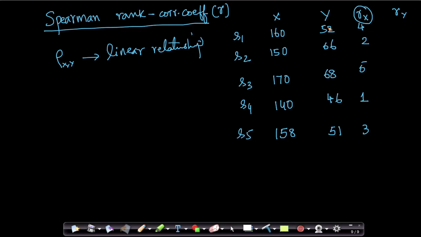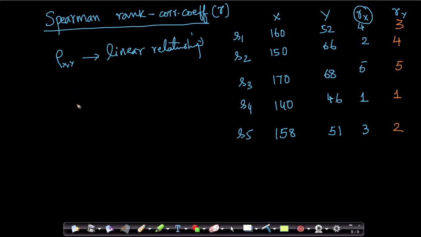So of all these, which is the smallest? This is the smallest, right? 46 is the smallest, so I give it a rank of 1. The next smallest is this, I give it a rank of 2. The next smallest is this, and I give it a rank of 3. Here I give it a rank of 4, and here I give it a rank of 5, right?